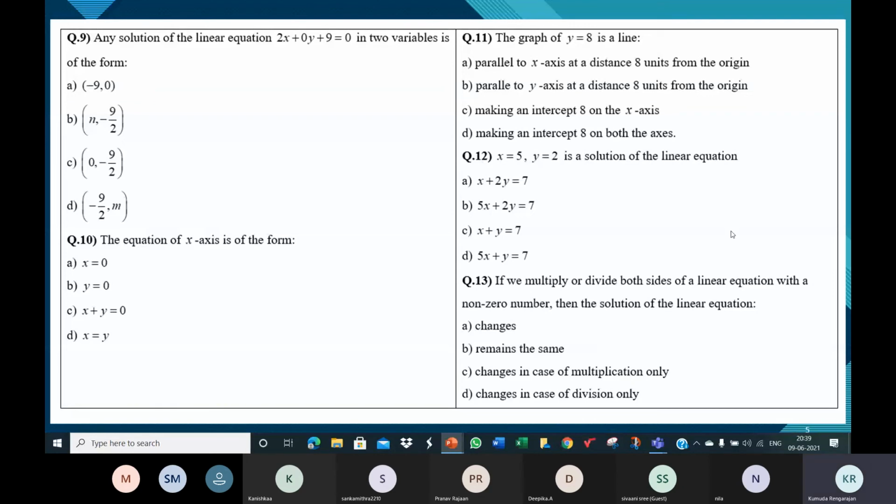If we multiply or divide both the sides of a linear equation with a non-zero number, then the solution of the linear equation changes? Ma'am, remains the same, ma'am. Yeah, no, it will be a different equation, no? So don't you think it will be a different graph?